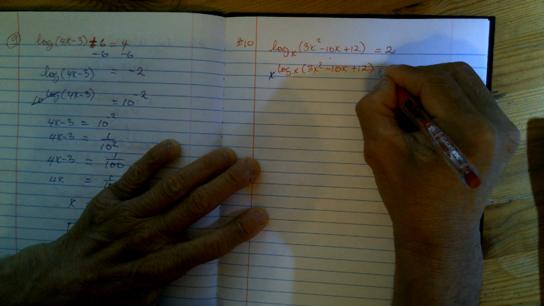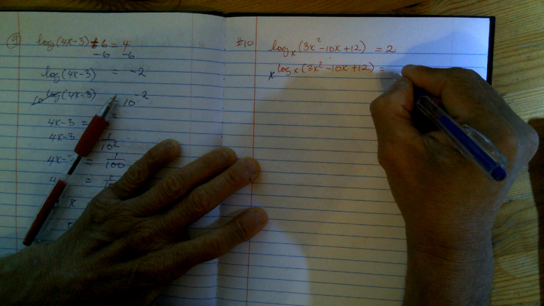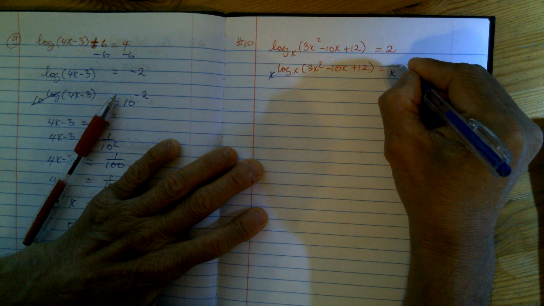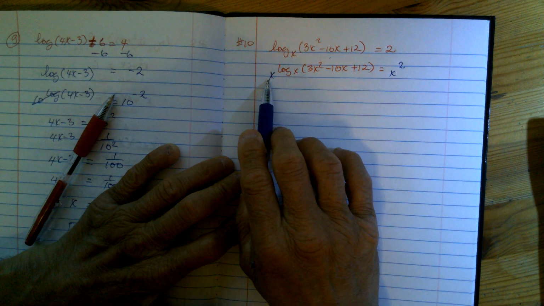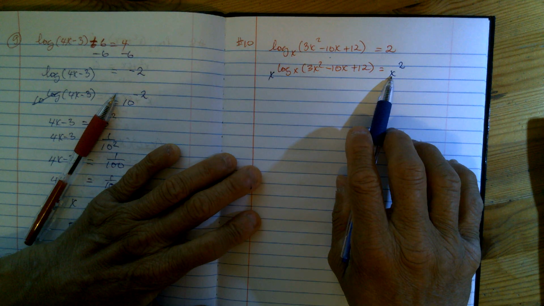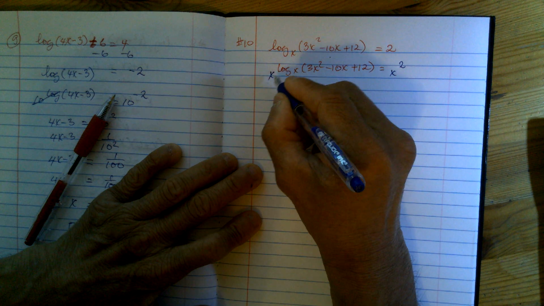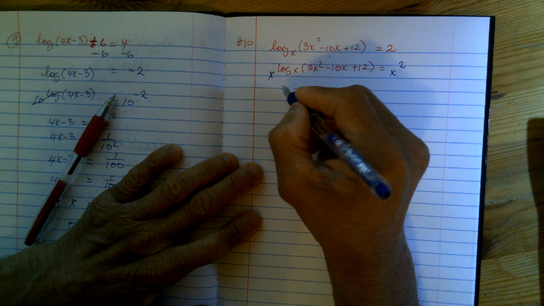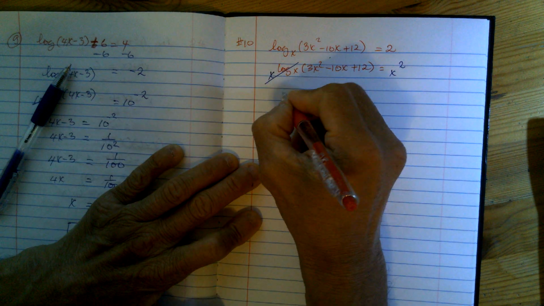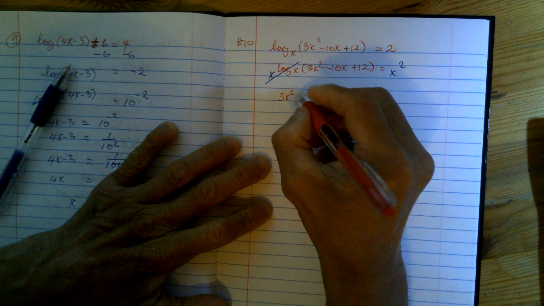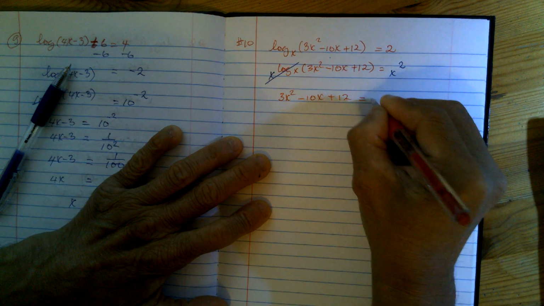And on the right hand side, since we're going to raise this to x, it also has to be x squared. Whatever we do on the left, we must also do on the right for the equation to be balanced. Now we have raised this to x. Exponential x and log x are the inverse of each other, so they cancel out. So next we're going to rewrite it: 3x squared minus 10x plus 12 equals x squared on the right hand side.